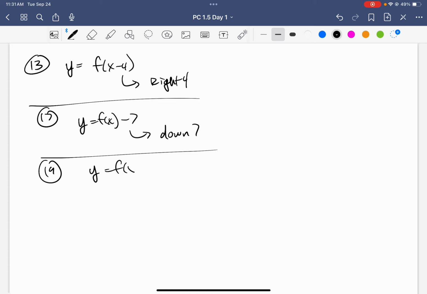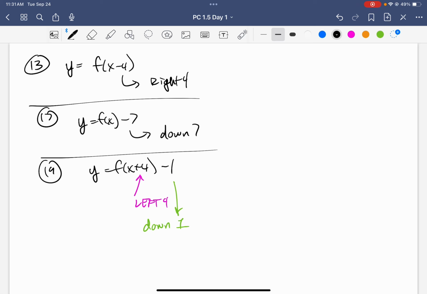19, if I have y equals f of x plus 4 minus 1, remember, order is important, and we work from the inside out. So the first thing that happened is this thing moved to the left 4, and then we took all our old y's and subtracted 1, so it moves down 1. Order matters. Okay, maybe not on this problem, but definitely on future problems.